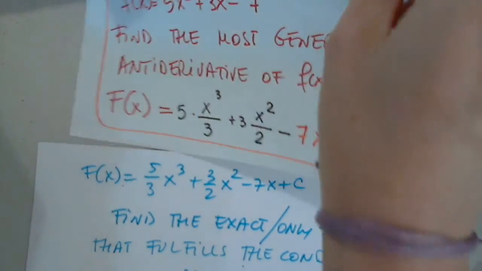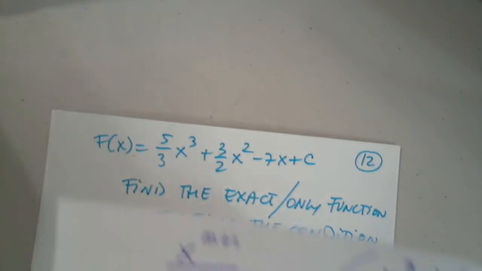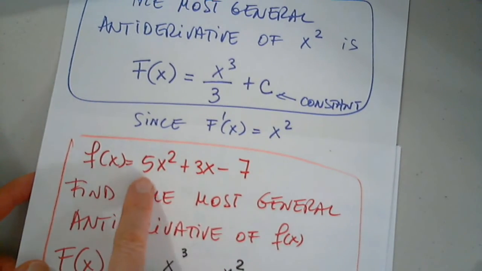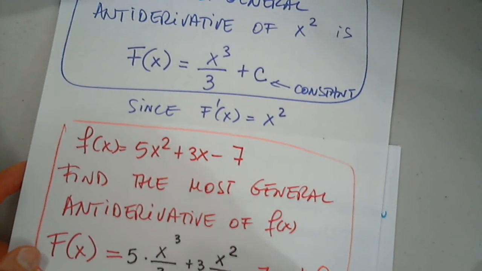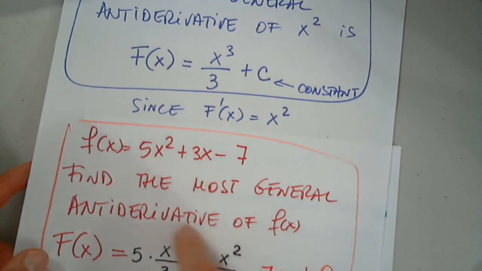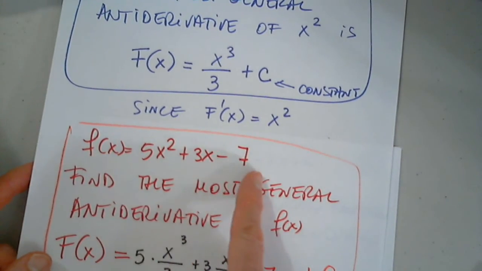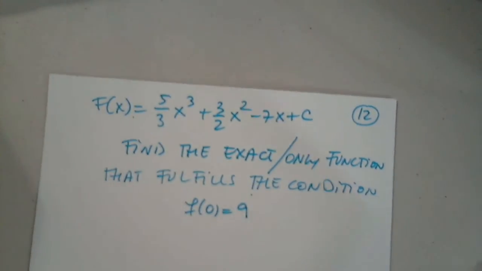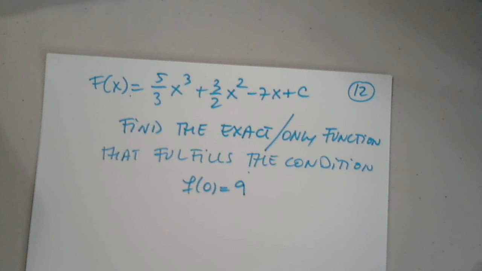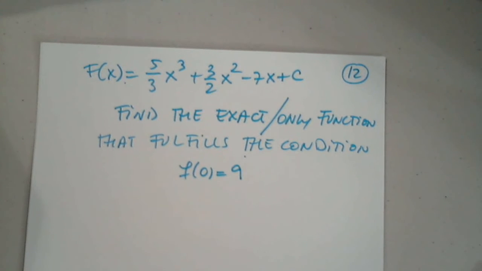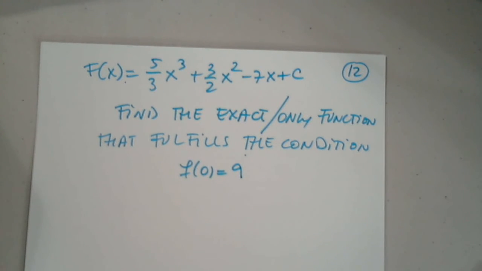I found the most general antiderivative, which is a family of functions. All these functions have the same derivative. Any c, infinitely many c's. When you differentiate this, you will always get that. But now they're saying find the one, the only one that fulfills the given condition f of 0 equals 9. Why is this condition given? And what do I do with it? And what am I trying to find? Because it says find the.